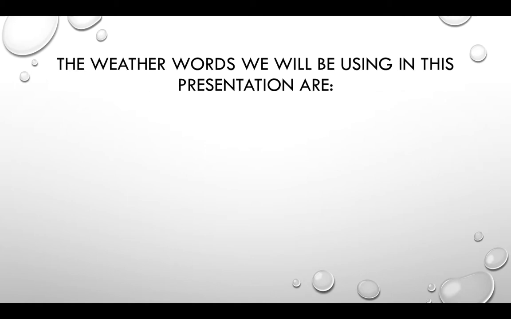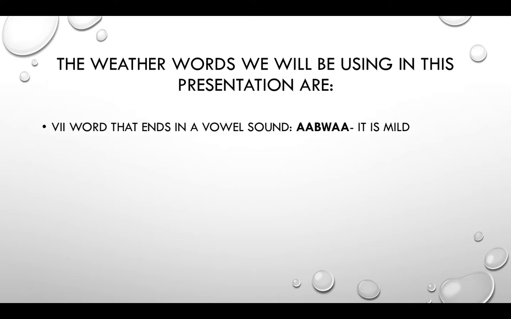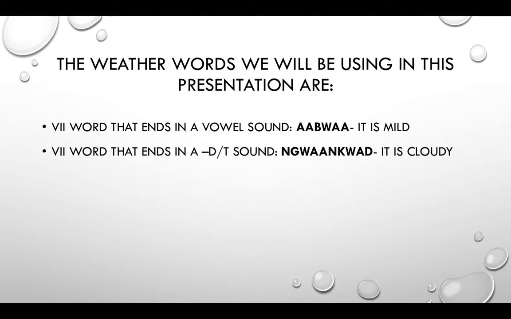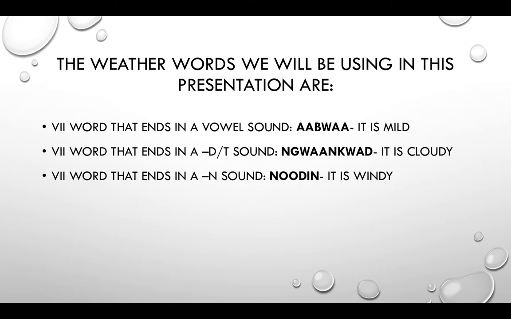The weather words we'll be using in this presentation are VII words that end in vowel sounds like abwa, meaning it is mild. A VII word that ends in a D or T sound, nguankwat, that means it is cloudy. And a VII word that ends in an N sound, nodin, it is windy.